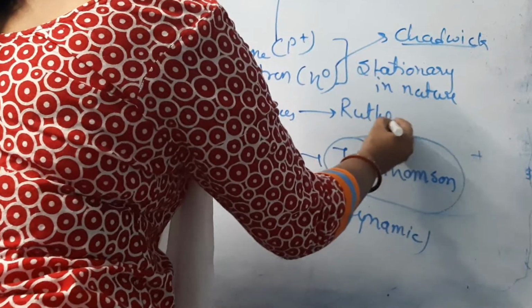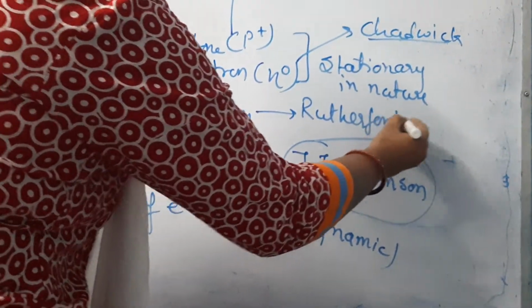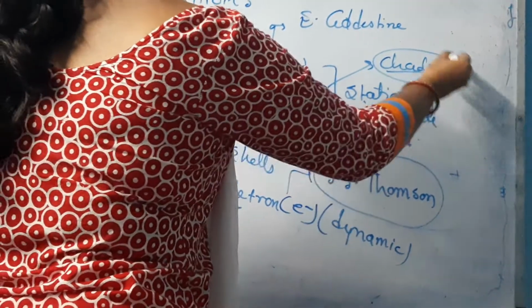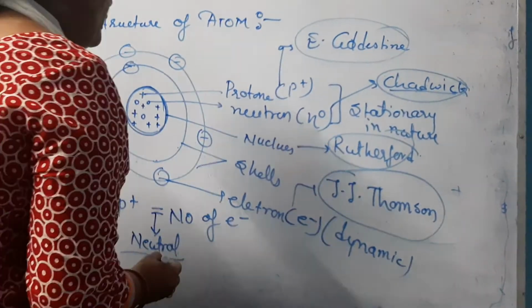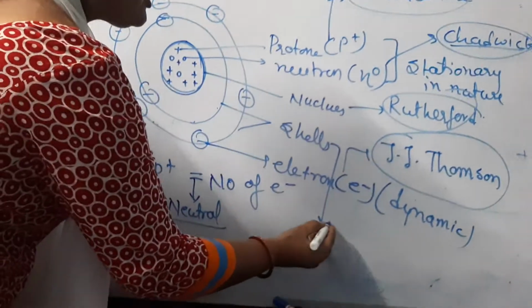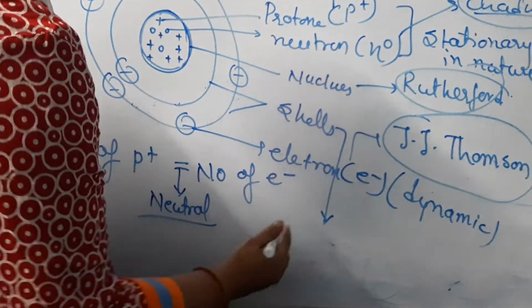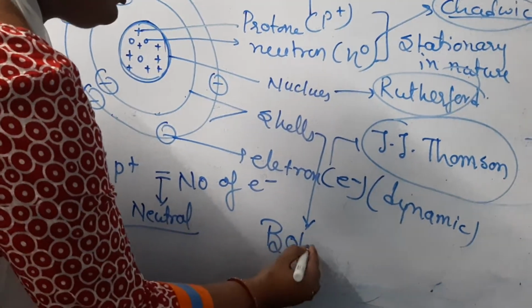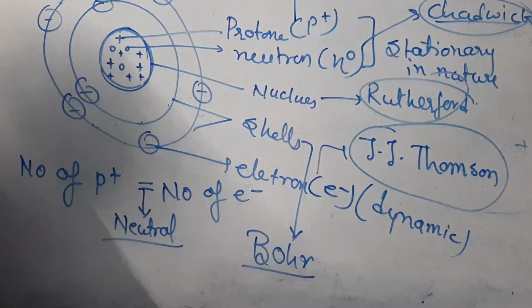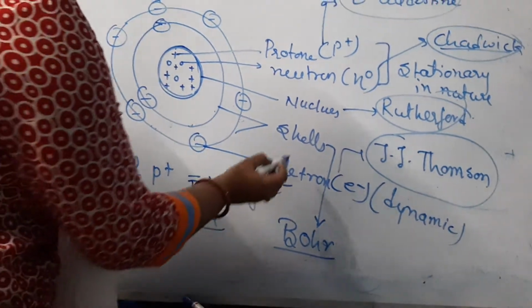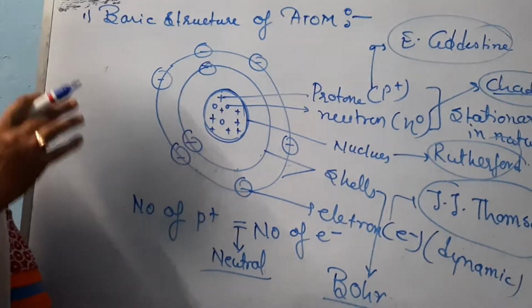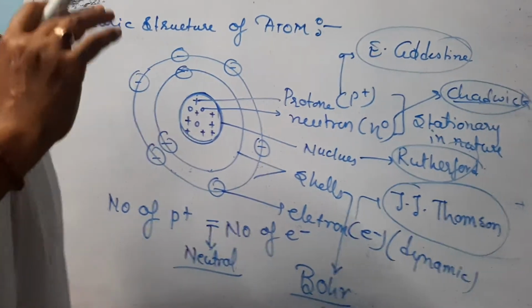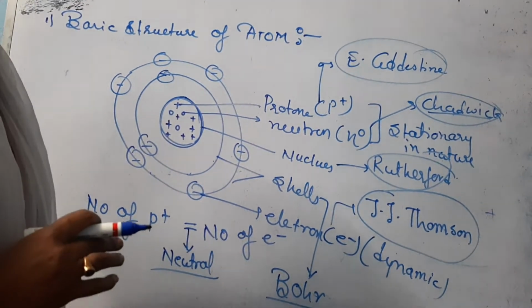Rutherford discovered the nucleus. This is Chadwick, this is Goldstein, this is Rutherford. And who gave the information about the shell to you? Bohr. Name of the scientist is Neil Bohr. He gave complete information about the shell. Bohr atomic model, you also studied in class 9, class 8.